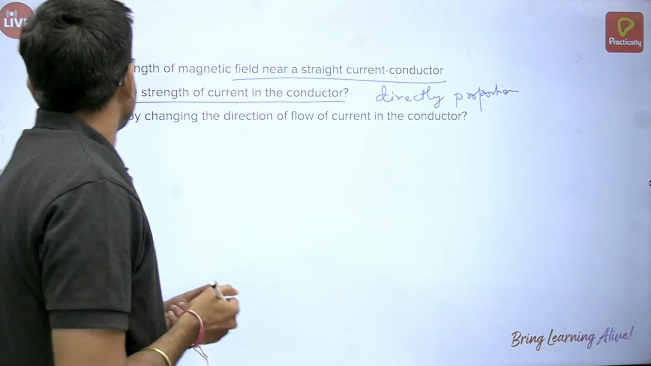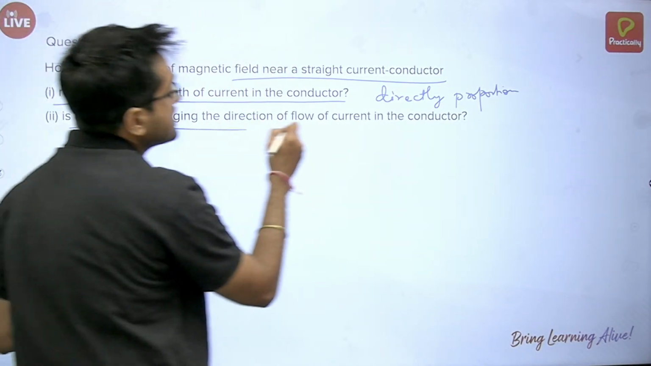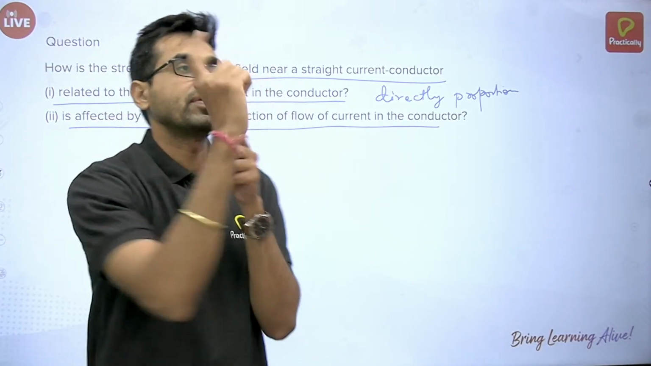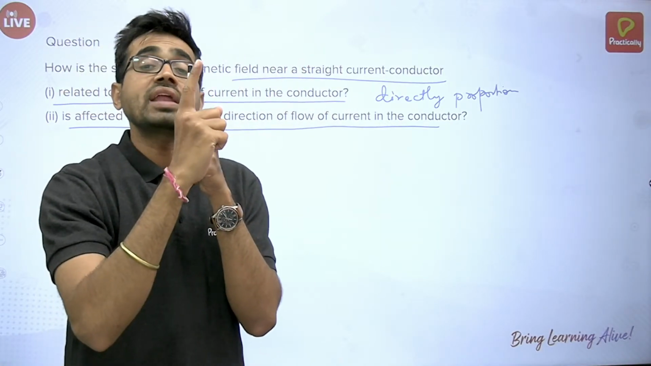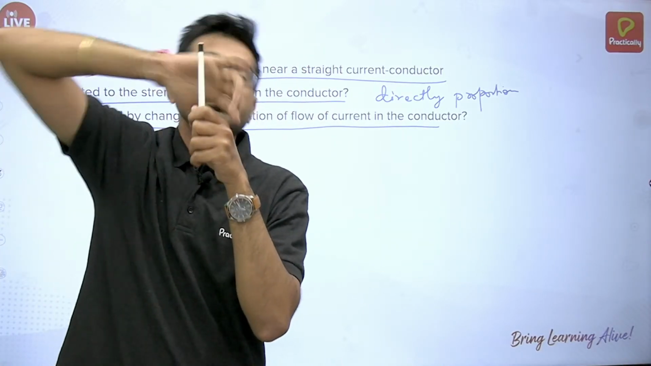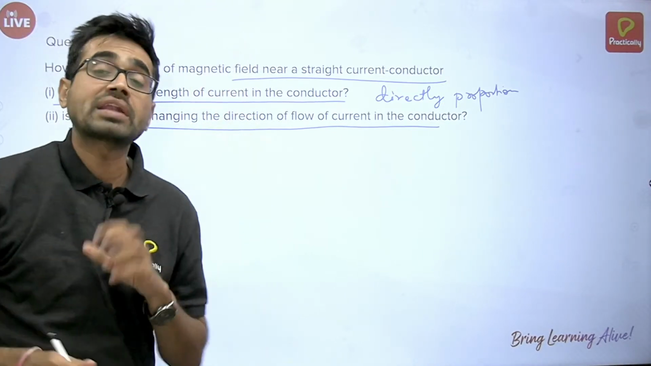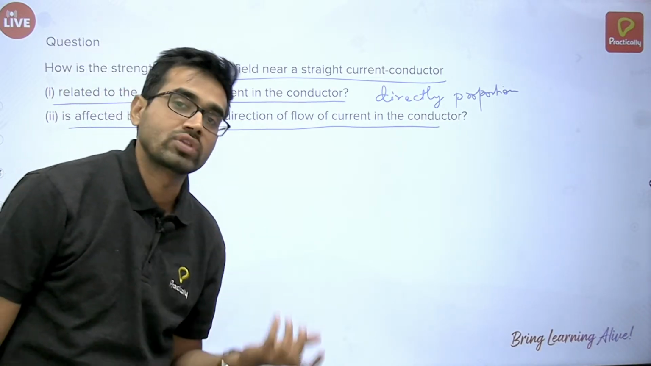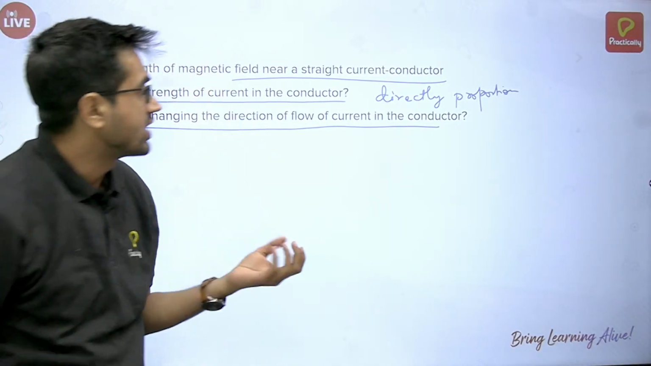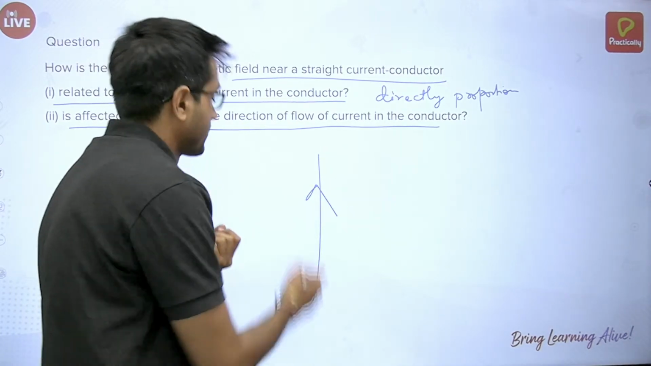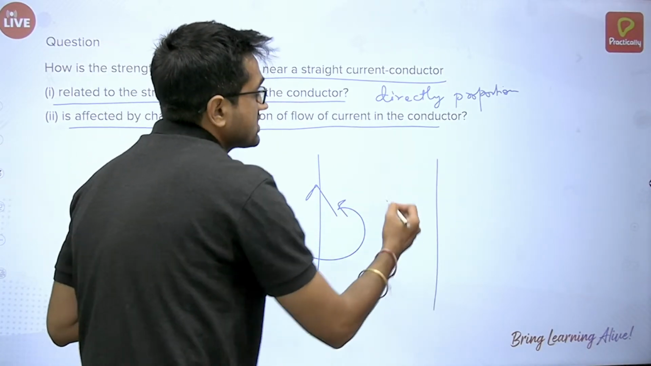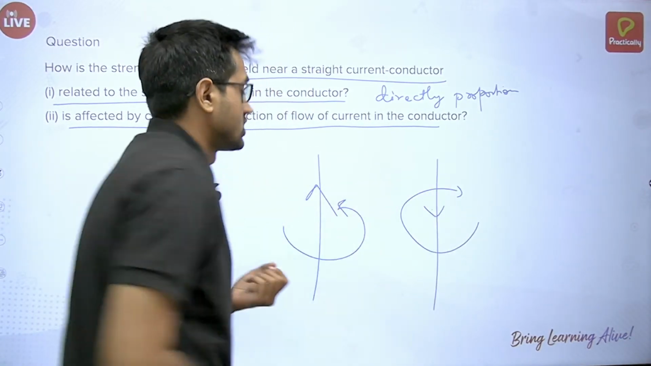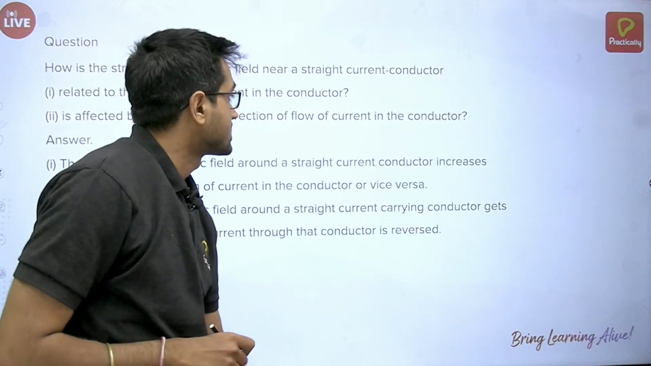Okay. Now, how is it affected by changing the direction of flow of current? If the wire is having a current in the upward direction, the magnetic field is like this. But if the wire is having a current in the downward direction, the magnetic field is like this. So the direction of the magnetic field flips or reverses due to the change in the direction of the current flowing through the wire. Just remember this one, okay? So the wire, if it is having this, the field is around this. But if the wire is having current this way, then the field, since it is down, is around this. So it changes, okay? It changes.